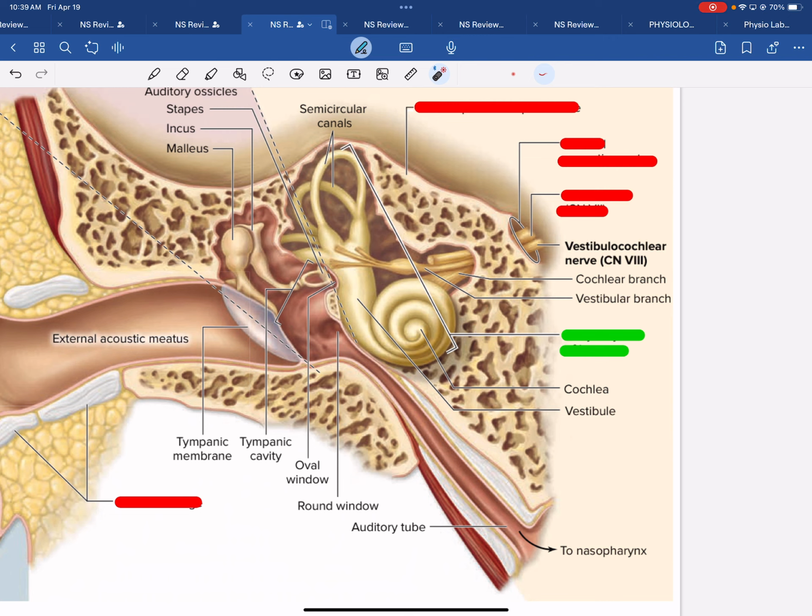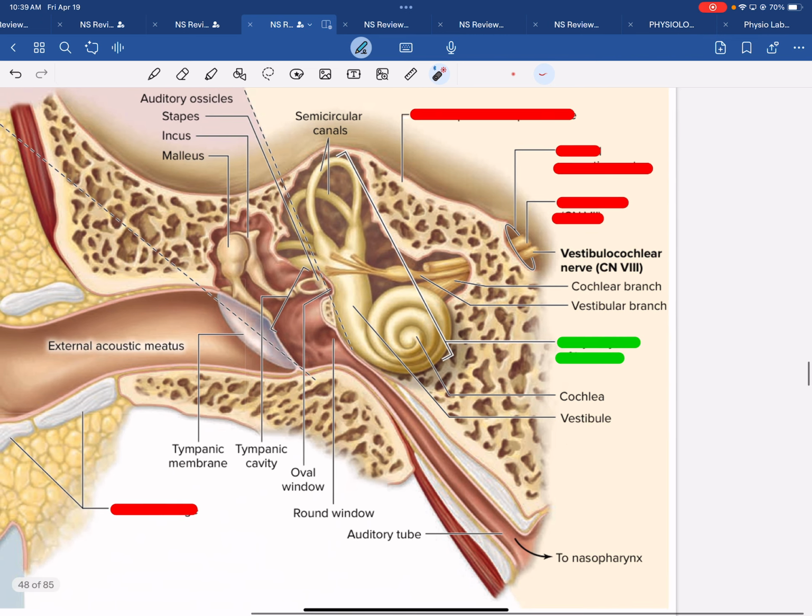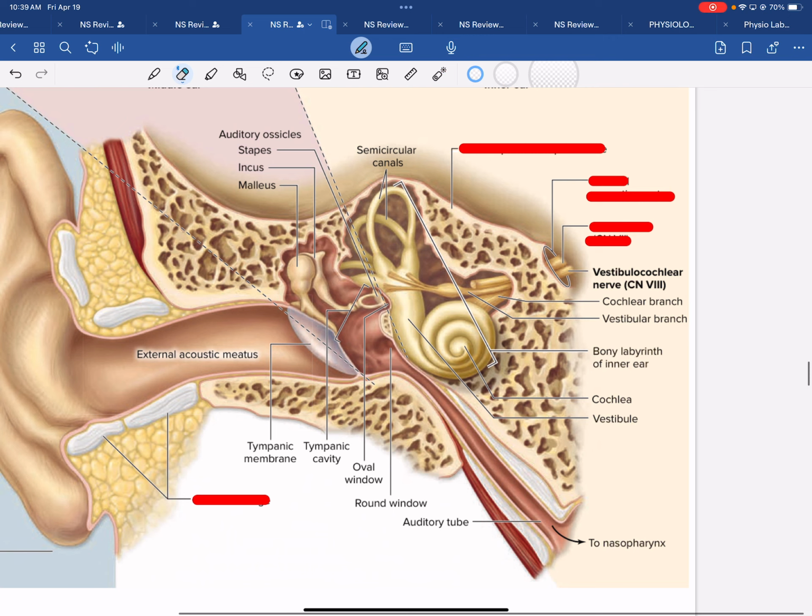Like, where is the head in space? Is the head not moving, or is it moving? And if it's moving, is it rotating, or is it moving linearly, or is it static and level, or static and tilted, right? So all of those different head positions, that's what equilibrium is. Okay, and then, I think we did this one. Yeah, it's called the bony labyrinth. So the bony labyrinth has the semicircular canals, the vestibule, and the cochlea.